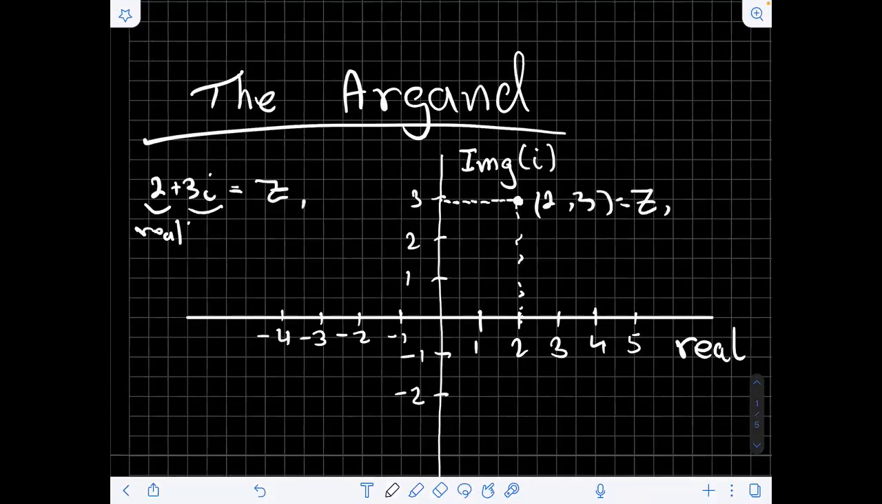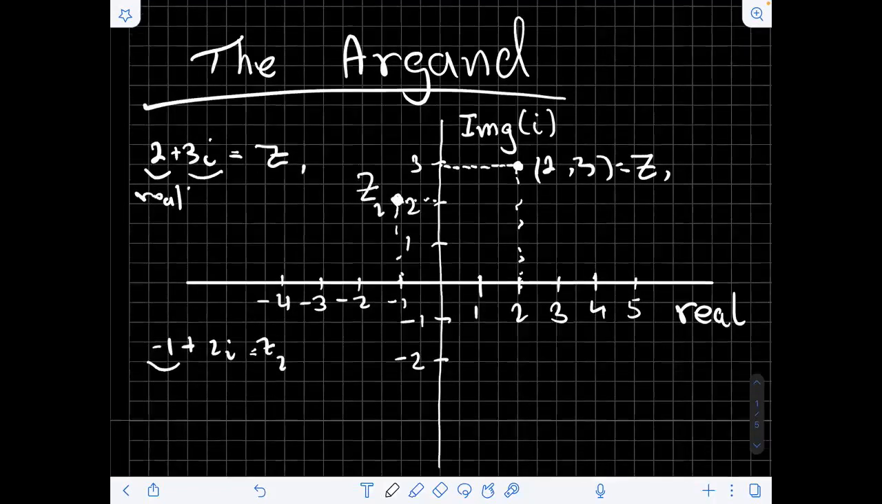Let's look at another example. Maybe my number is minus 1 plus 2i. We call this one Z2 just for the illustration. So I go to my x of minus 1, which is on the left-hand side of the real axis, the equivalent of the x-axis. And then I go 2 on my imaginary axis. This point will represent Z2.